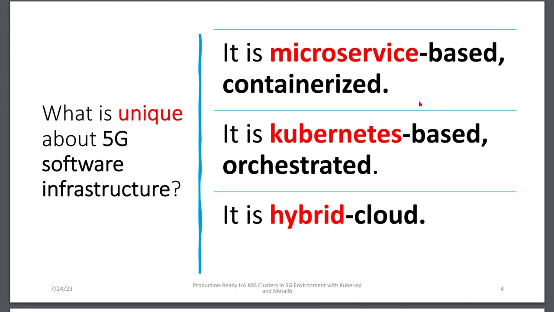So what is unique about 5G software infrastructure? There are basically three characteristics. The first is that it is microservice-based, meaning that it's containerized. It may use technology such as Docker. So what is microservice anyway?